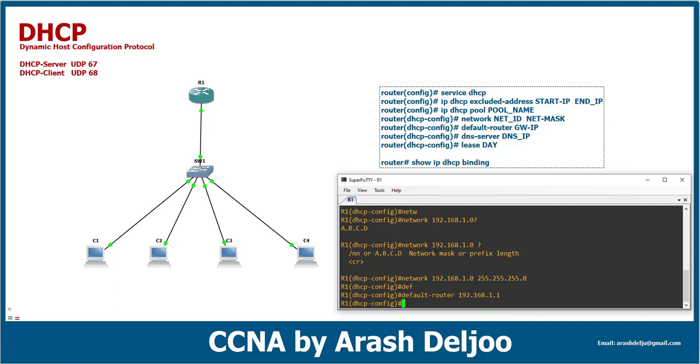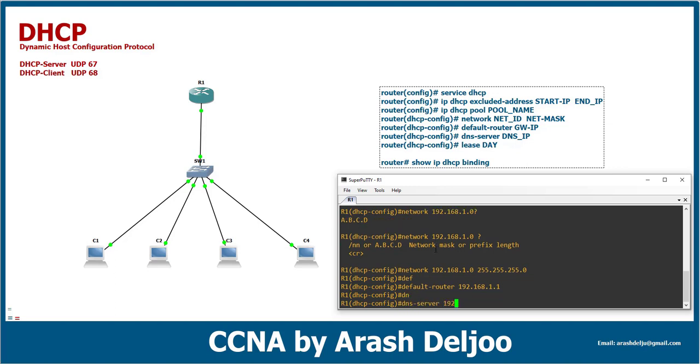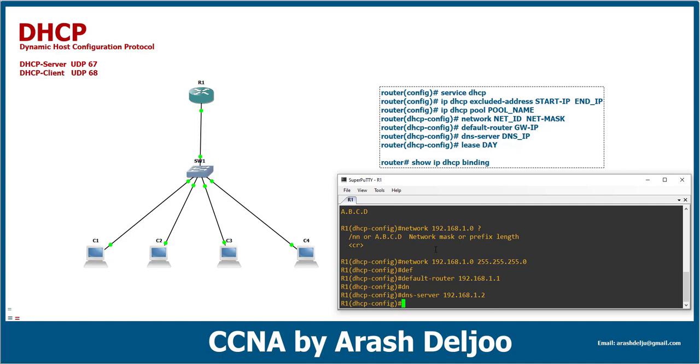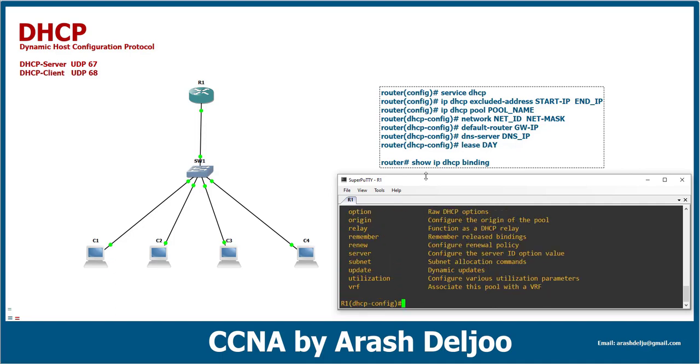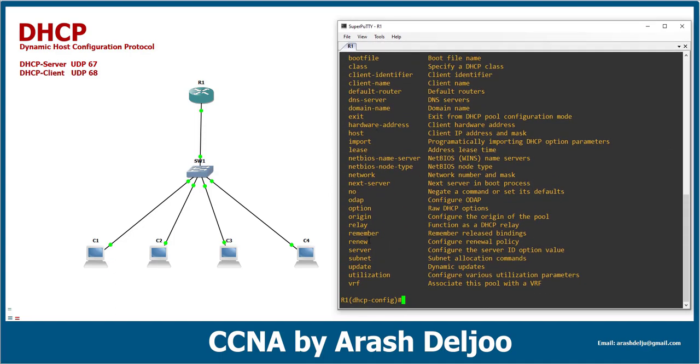The DHCP automatically doesn't assign this IP address to the systems. And then DNS server 192.168.1.2, for example. Also other addresses can be assigned here to the systems. For example, if you want, you can configure a NetBIOS name server. If you want, you can configure the domain name and some other things.